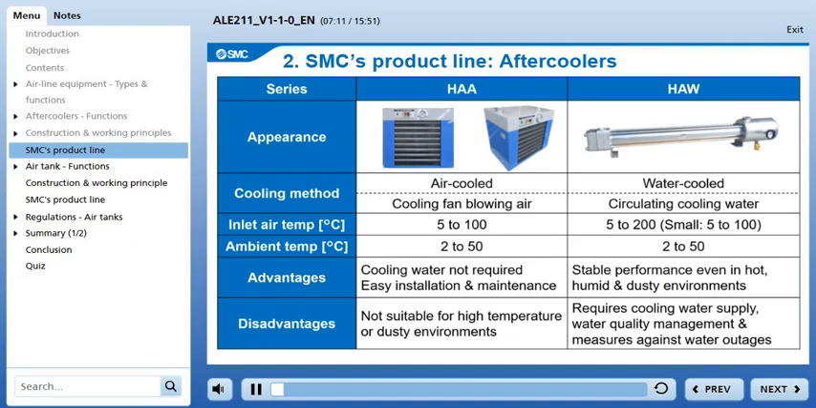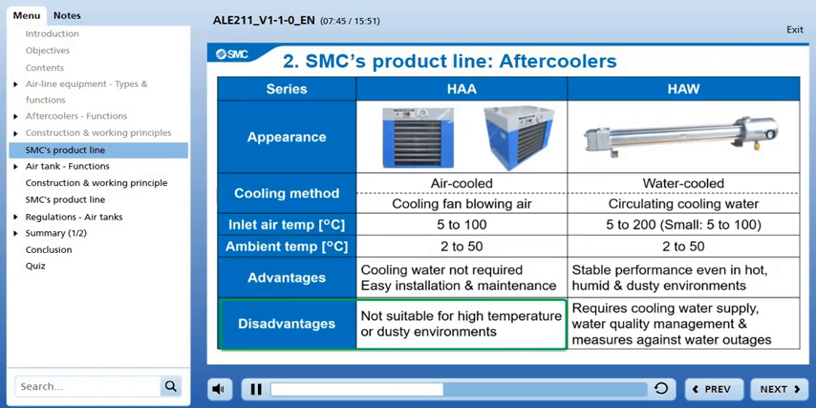Next, we will look at SMC's product range of aftercoolers. This table also summarizes the differences in features between the two types. SMC offers two types of aftercoolers, the air-cooled HAA series and the water-cooled HAW series. The air-cooled type, which uses a cooling fan to blow air, can be used simply by supplying power.